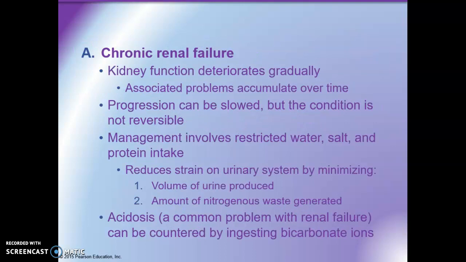Chronic renal failure is when the kidney function deteriorates gradually, and these problems will accumulate over time. This progression can be slowed, but the condition is not reversible. The management involves restricted water, salt, and protein intake. This reduces strain on the urinary system by minimizing the amount of urine that's produced and the amount of nitrogenous waste generated. Acidosis is a common problem with renal failure and can be countered by ingesting bicarbonate ions.